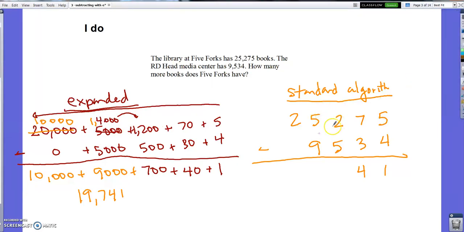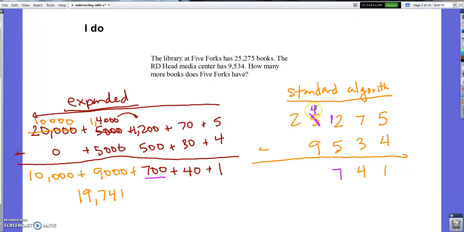I'm going to do the same thing here. Since I can't do 2 minus 5, 2 hundreds minus 5 hundreds, I'm going to take 1,000. I'm going to take one away, and I'm going to kind of package that 1,000 as 10 hundreds. 10 hundreds make 1,000. And now I can do 12 hundreds minus 5 hundreds, which makes 7 hundreds. 700s. And then I have the same issue here, right?